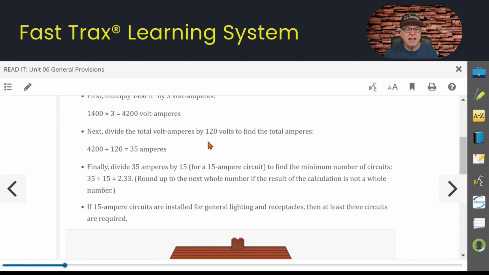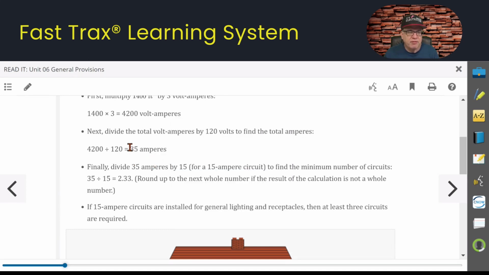And once you have that VA, now you look back and say, well, what's the circuit? Since these loads that we're talking about are 120 volt loads, okay, they have a neutral component. We're talking about receptacles, the general use. We're talking about general lighting. So that's 120. So to determine the number of 15 amp circuits we need to take that 4,200 VA, and we need to divide that by 120, and that gives us 35 amperes.